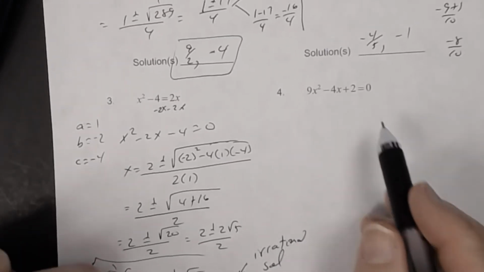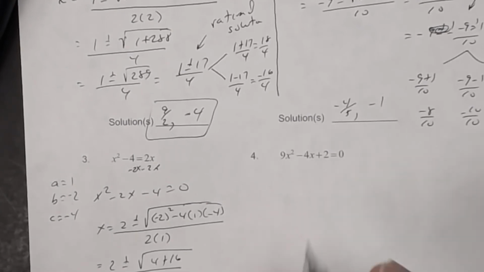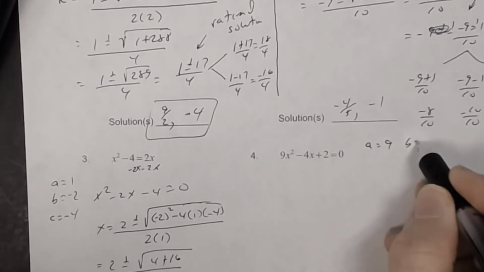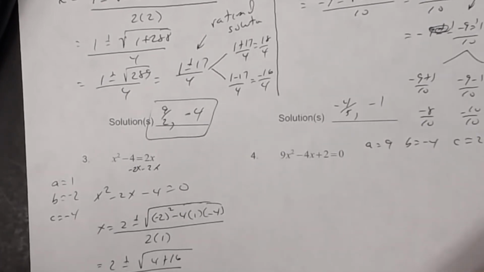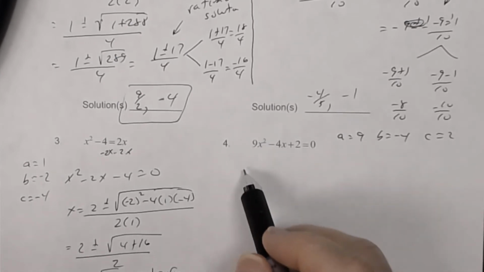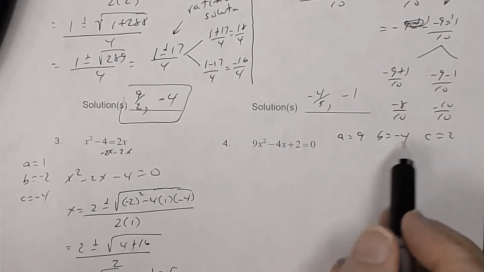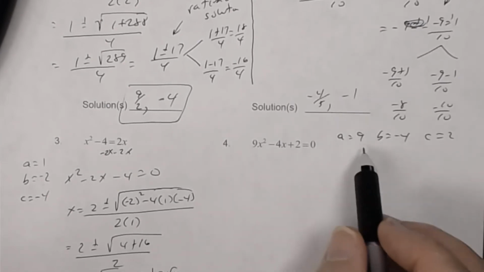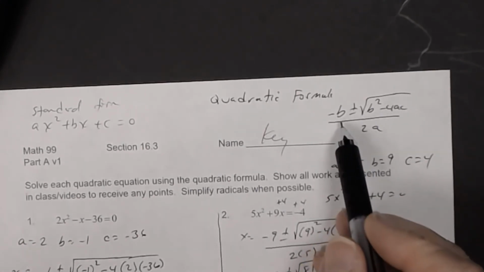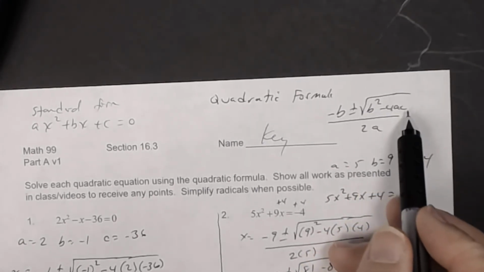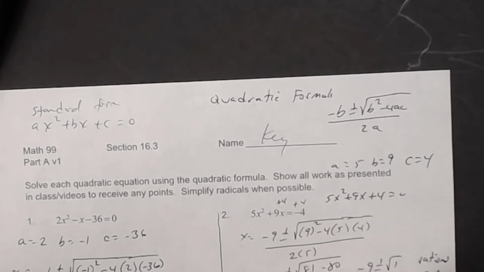Okay, now let's look at this one. That's already in standard form. It's already in descending order. So let's talk about A, B, and C. A is 9, B is negative 4, C is 2, right? A is the coefficient of x squared, B is the coefficient of x, and C is your constant. So I'm going to substitute into the formula. Remember the formula says the opposite of B plus or minus the square root of B squared minus 4AC, all divided by 2A.